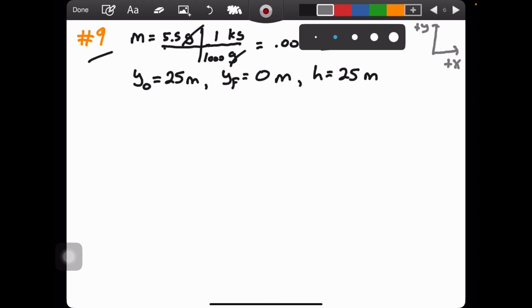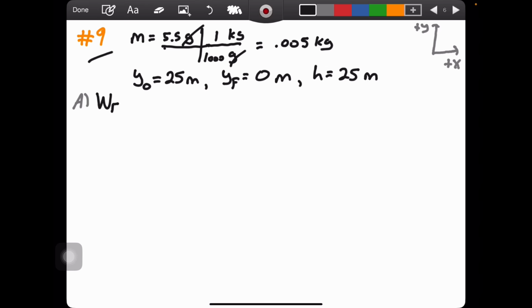For part A, we want to determine the work done by gravity. More specifically, this coin is going to go from a bridge that is 25 meters above the water down to the water. It's going to be going down, which is to say it's going in the negative y direction.